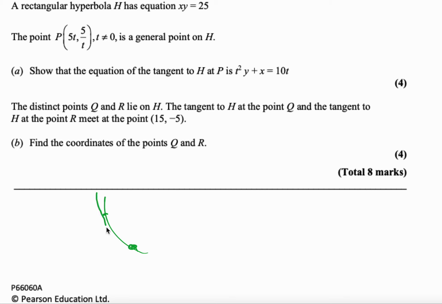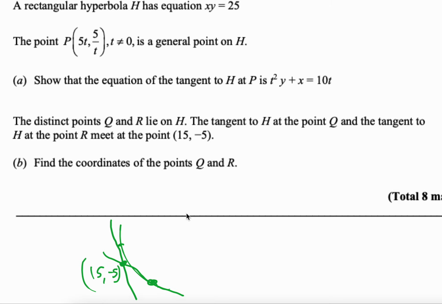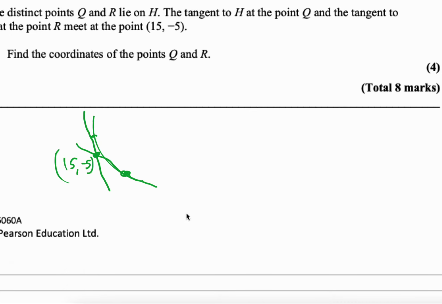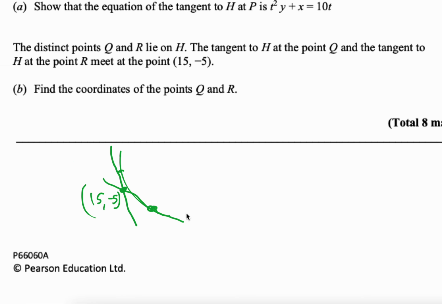Don't they both have the same formula from part a then? And the tangents meet at the point 15, minus 5. So this is what the question is saying. So it's two tangents. We know the general formula of the tangent.